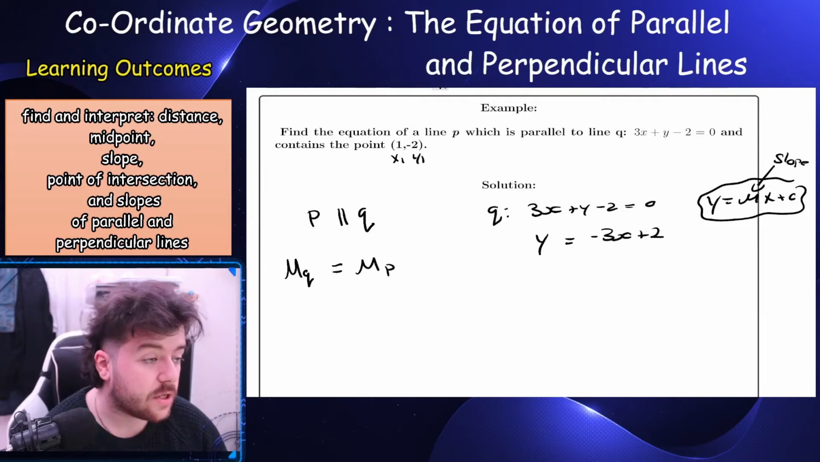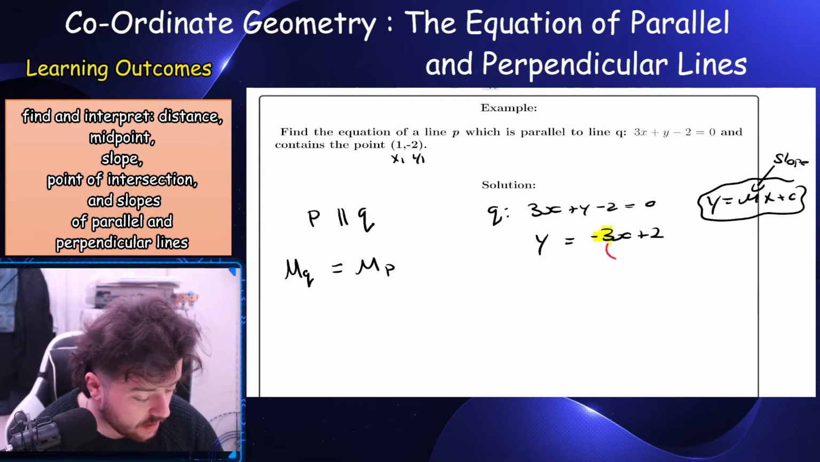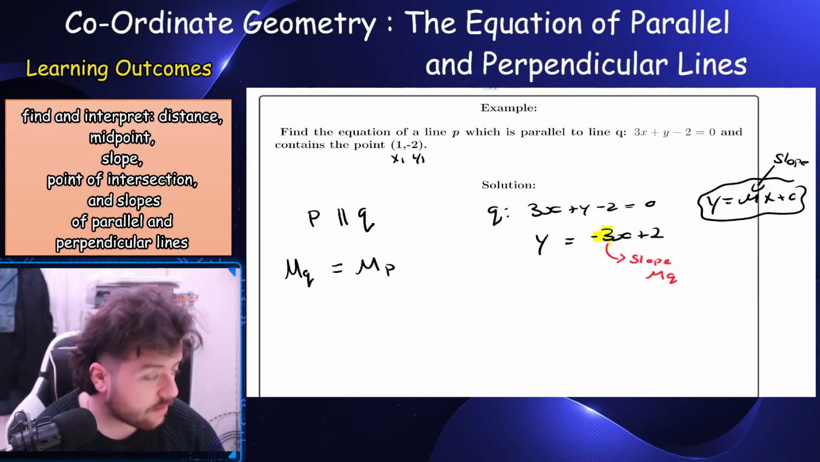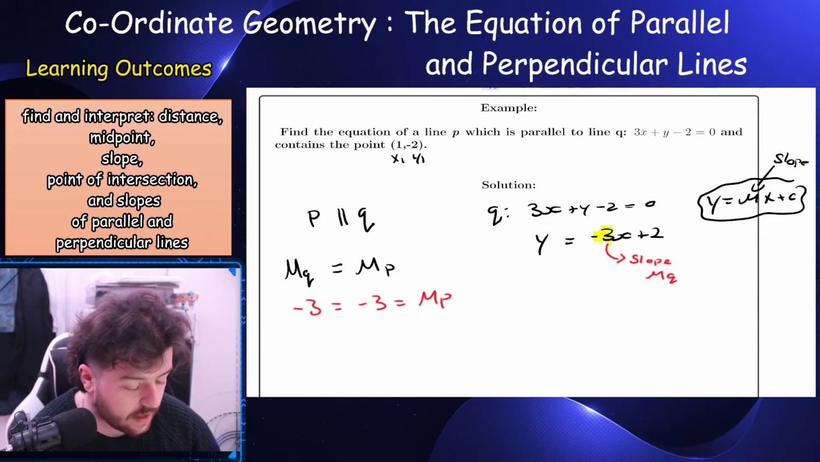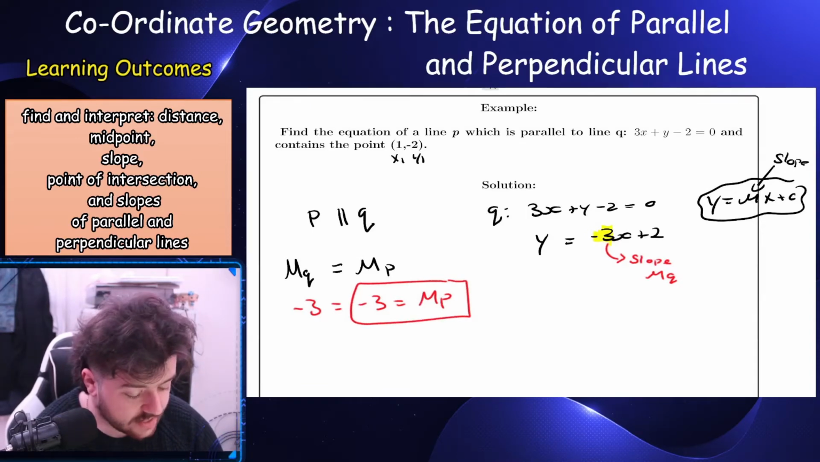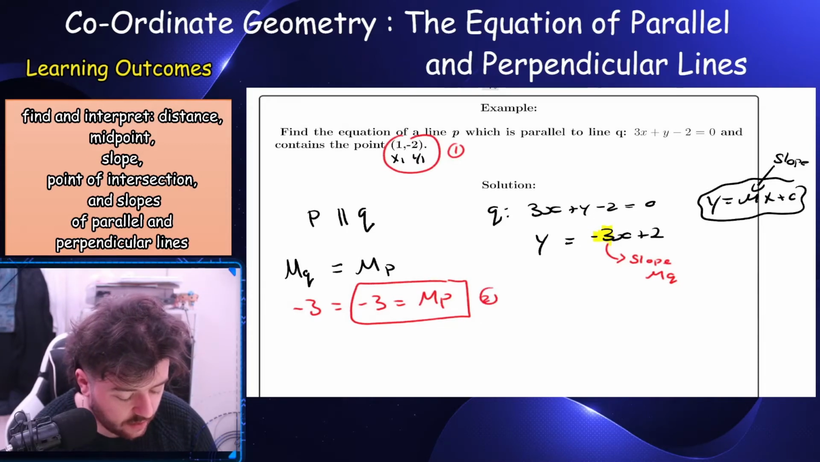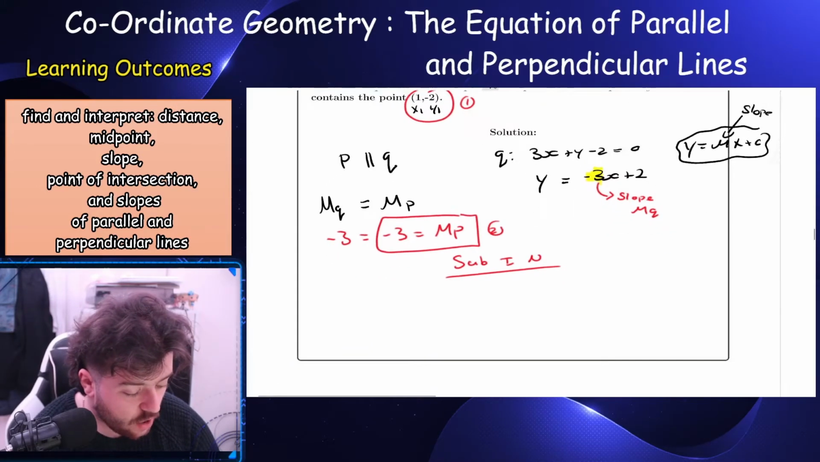Okay, so I don't have any coefficients with the y, so this is very easy for me now. So therefore, my m, or my slope here, is minus 3. So my slope mQ is minus 3. They're going to be equal, so mP, the slope of line P, is equal to minus 3. So that's my first piece of information. There's my second piece of information. So now let's sub in to my formula.